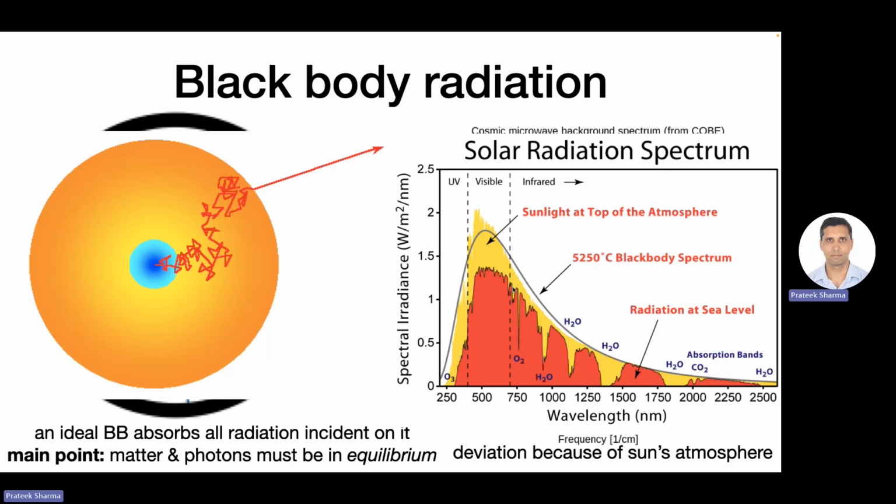This red thing is what's measured on the ground, and you see there are these dips. You can see that because of different molecules like oxygen and water molecules, CO2, right? All the molecules that are responsible for global warming, greenhouse gases, right? They absorb all this radiation.